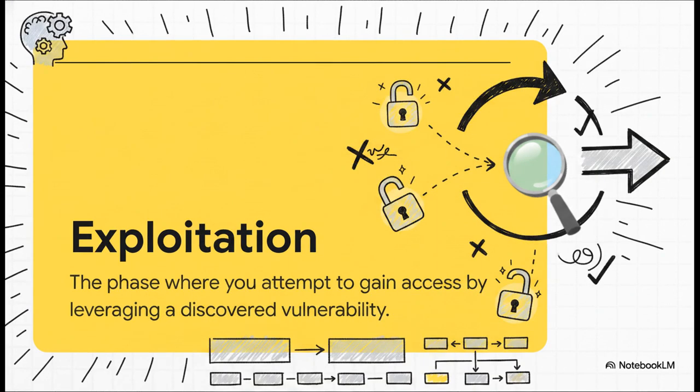And then comes exploitation. This is the part everyone gets excited about, right? This is where you take a vulnerability you found and you actually try to use it to gain access. This is also where the try and fail part happens a lot. But with our workflow, that failure is no longer a major setback.